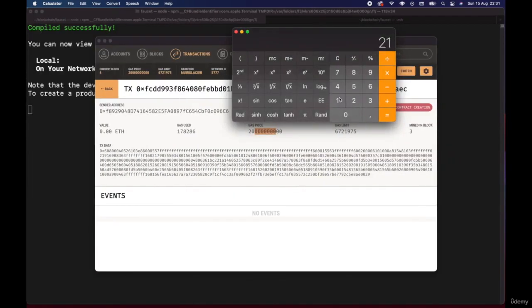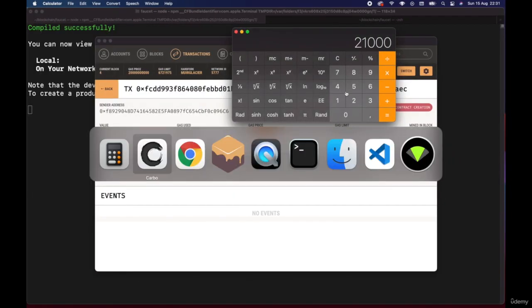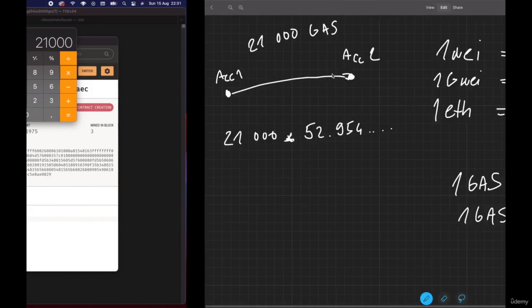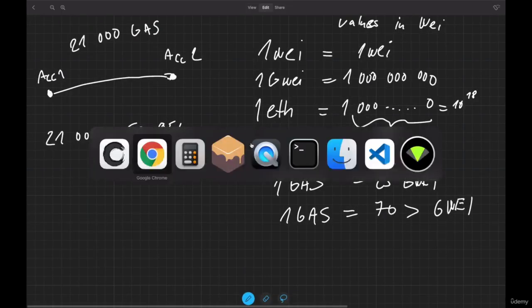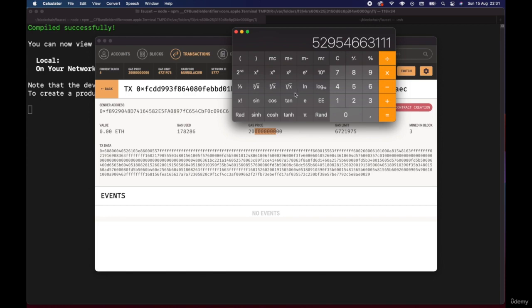I will say 21,000 gas, multiplied by... I'll copy this number from Etherscan. So I'll copy this value of the GWei, the gas price, and paste it here. I hope it was pasted.